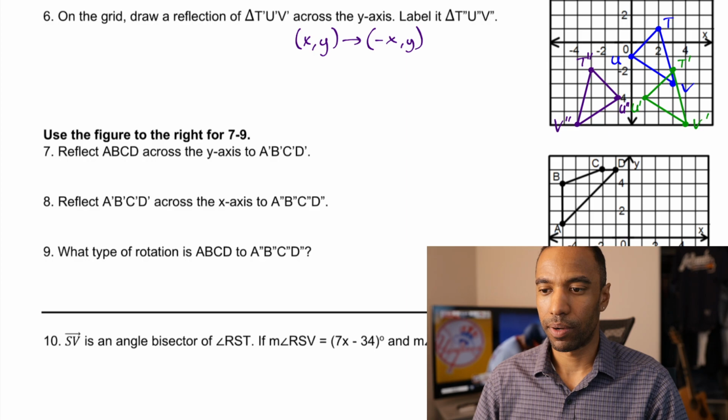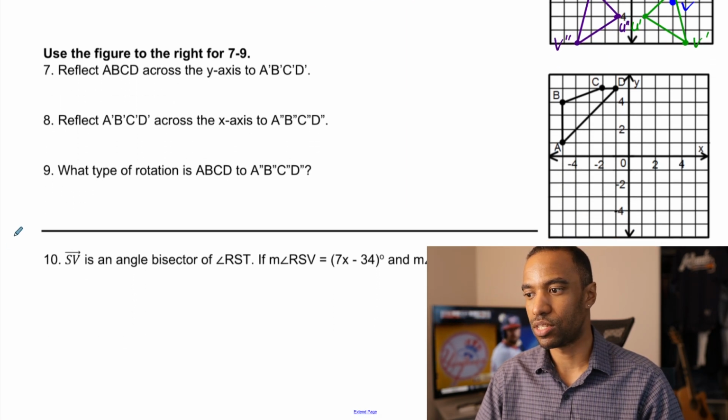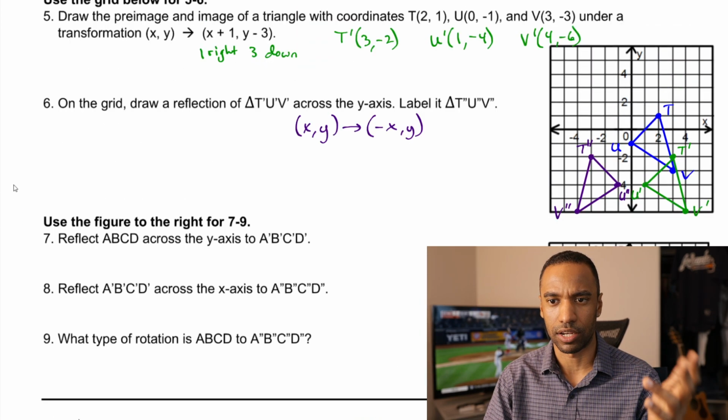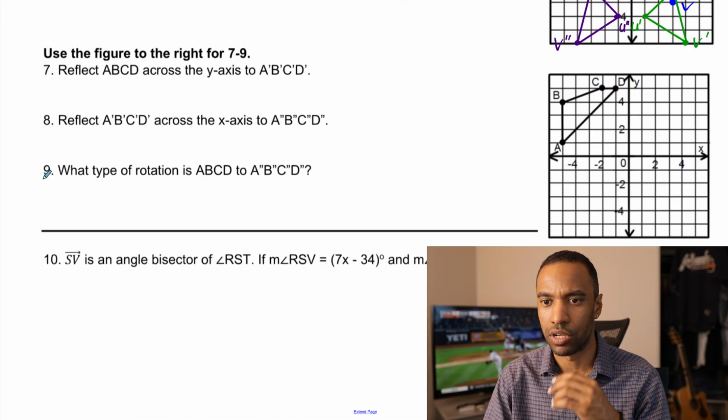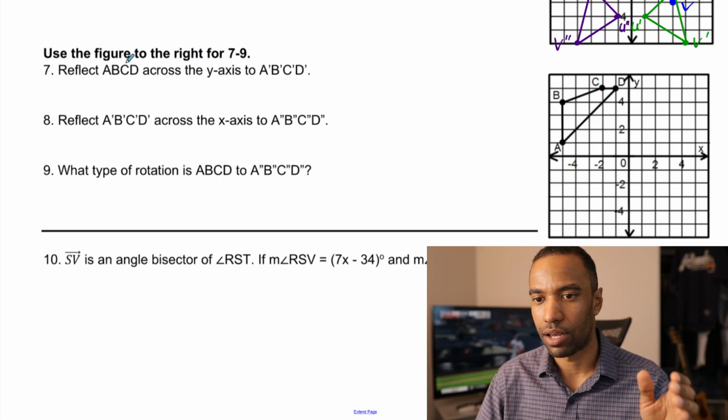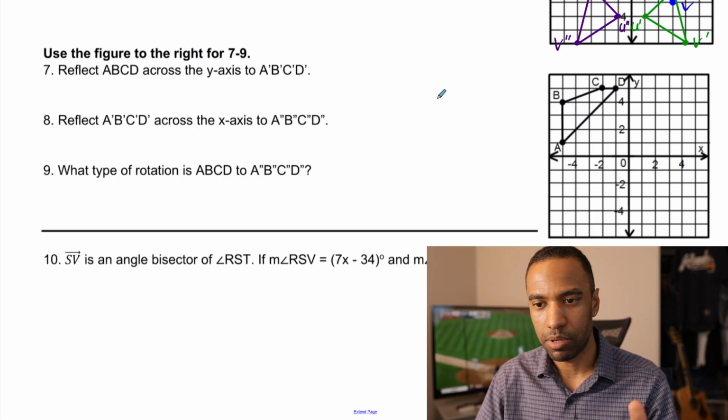All right, let's go ahead and move forward, guys. Number 7 through 9, a couple more transformations. And I know there's another transformation on the back. It's no more difficult than what you saw actually in number 5. It's just another version. But here we go. Number 7 through 9, use the figure to the right. Right here, it's a quadrilateral ABCD. Let's reflect ABCD across the y-axis.